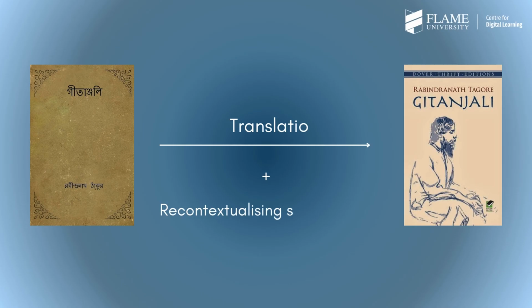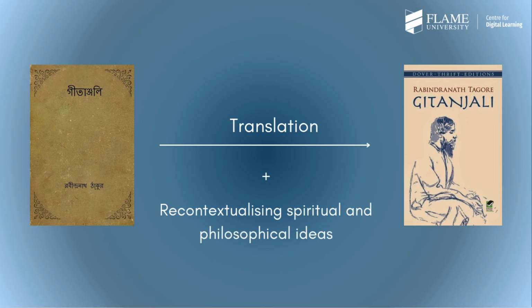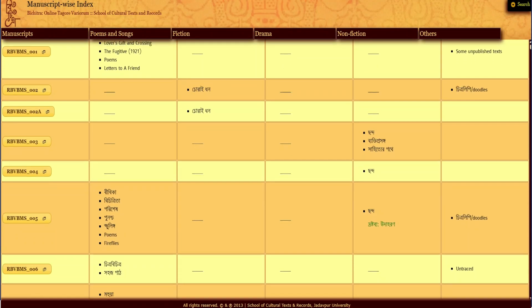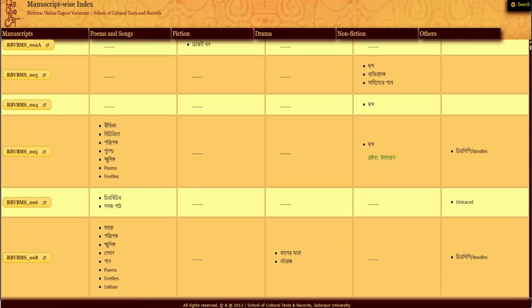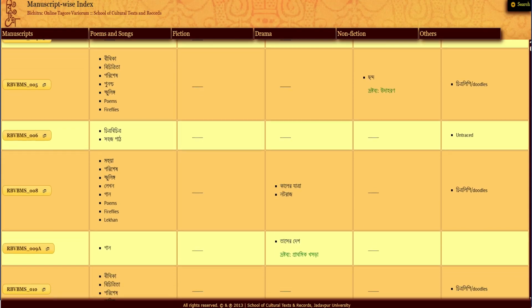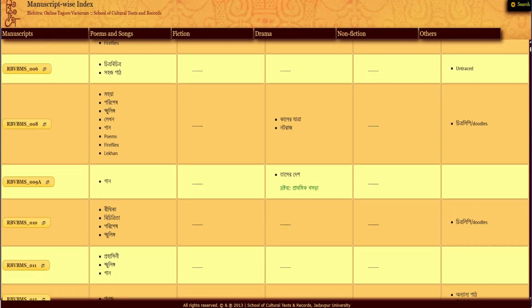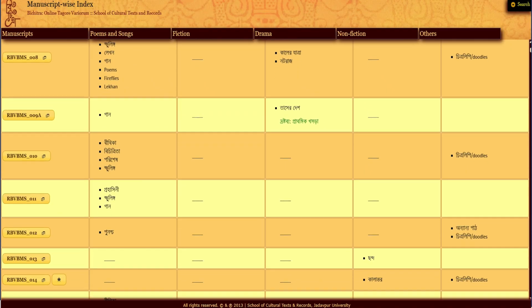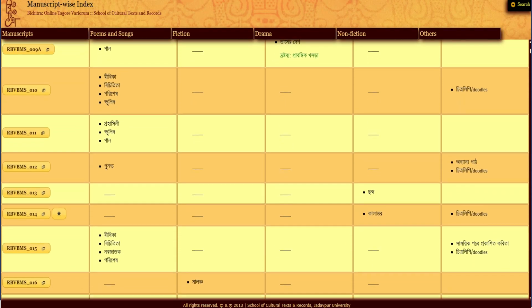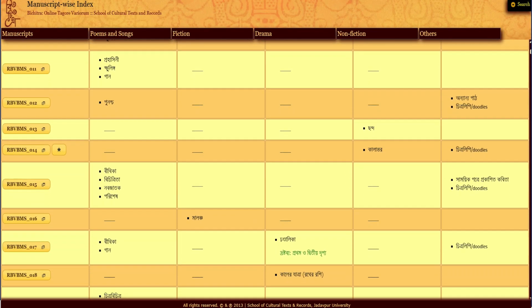Bichitra's text encoding initiative framework demonstrates the complexities of cultural translation. The shift from the Bengali Gitanjali to its English adaptation was not merely linguistic, but involved recontextualizing Tagore's spiritual and philosophical ideas for a global audience. The digital archive, Bichitra, challenges the traditional view of Gitanjali as a single definitive work. Instead, it shows it as a text shaped by its author's evolving thoughts and the demands of a different set of audiences.